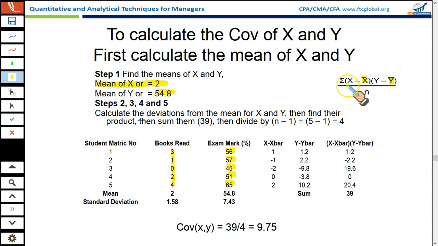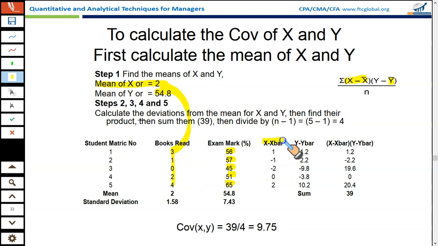Next step is to calculate x minus x bar. So 3 minus 2 gives you 1. 1 minus 2, minus 1. 0 minus 2, minus 2. 2 minus 2, 0, and 4 minus 2, 2. So this is x minus x bar.